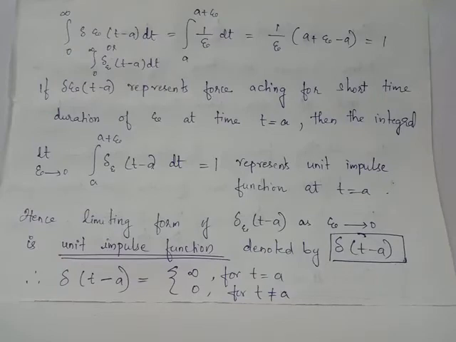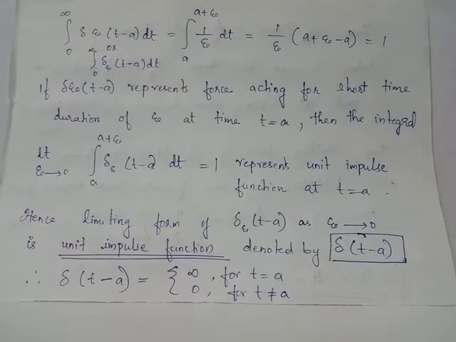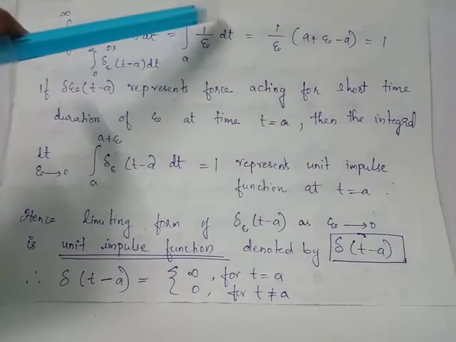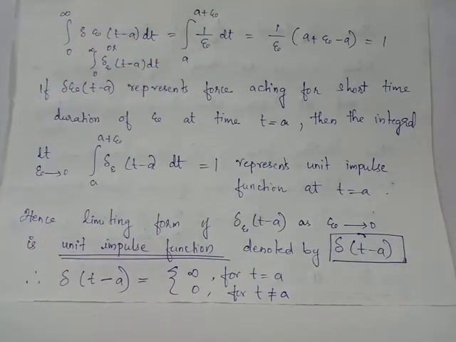Consider integral 0 to infinity delta epsilon t minus a dt. We have this function delta epsilon t minus a has non-zero output only in the neighborhood of a. That is, integral 0 to infinity can now be reduced to integral a to a plus epsilon, because at t less than a and t greater than a, delta epsilon t minus a is already 0. So our integral takes the form a to a plus epsilon, and delta epsilon t minus a in this range, which is the neighborhood of a, is 1 by epsilon.